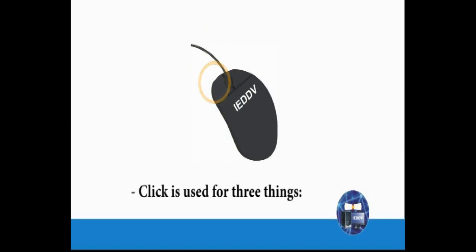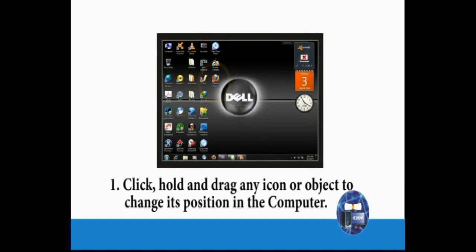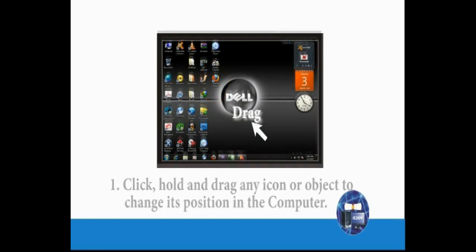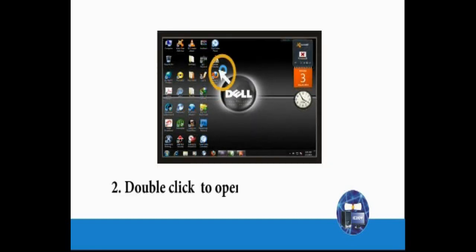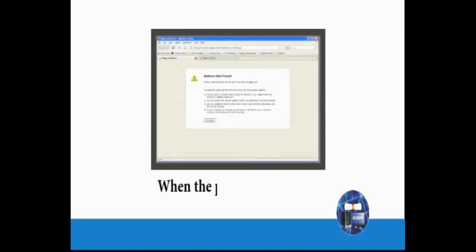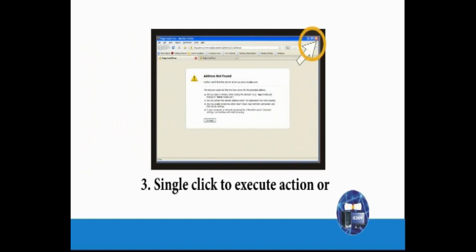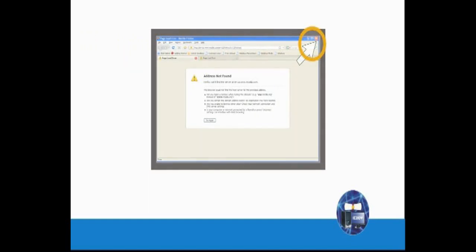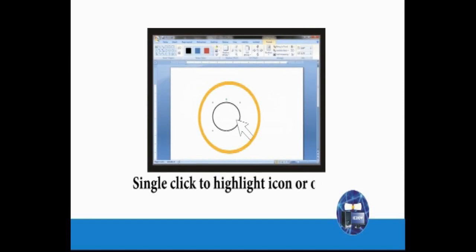Click is used for three things. Click, hold and drag the icon or object to change its position on the screen of the computer. Double click to start or open a program. When the program is started, single click to execute an action, or single click to highlight an icon or object, especially when we need to format them.